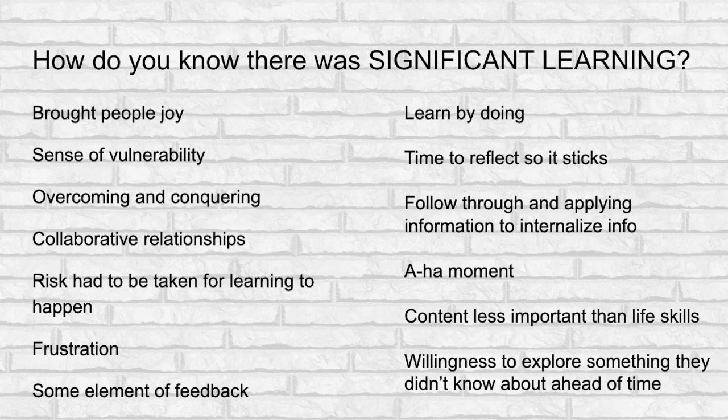The first thing I would like for you and your team to do is to go ahead and ask yourself, how do you know significant learning is happening in your classroom? What does it look like? There's a list here. Students have an aha moment. Kids are learning by doing. People are joyous when they learn something new. Sometimes there's frustration in physics, oftentimes. I find that students are definitely learning when they are frustrated about things.